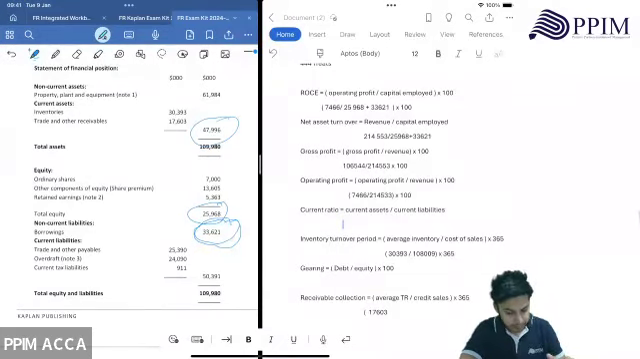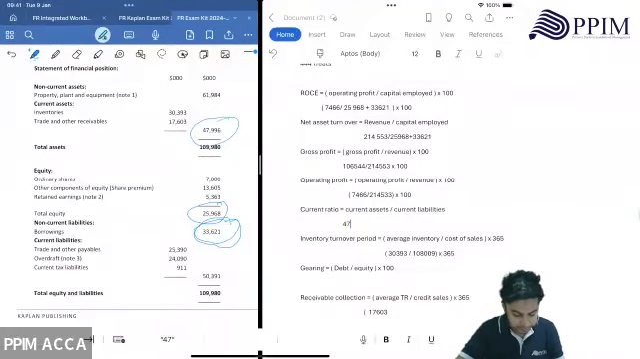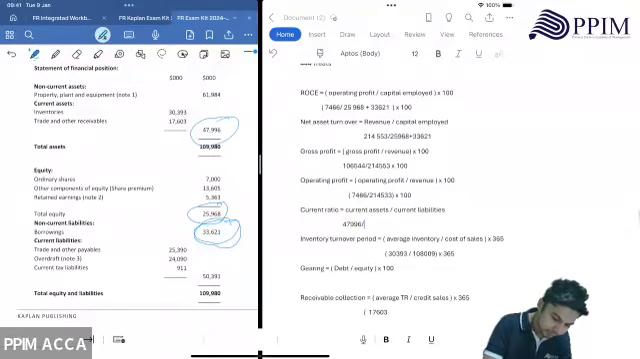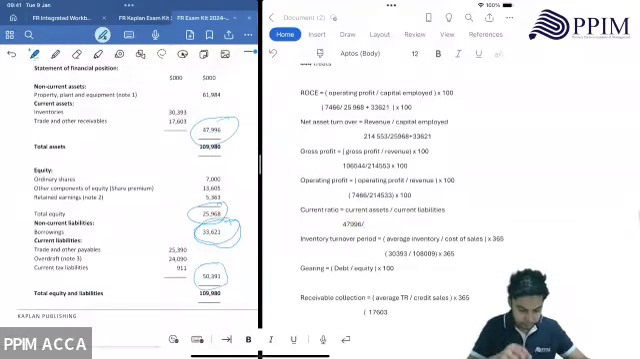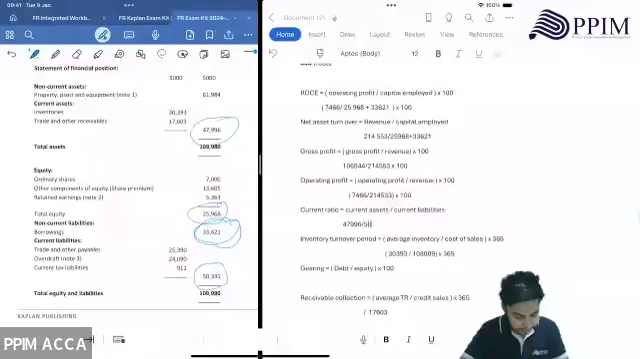Right, guys, next part then, current assets. So current assets are 47,996 divided by current liability. Current liability, guys, what's the answer? Here, guys, can you see this one? This is the current liability, okay? 50,391.